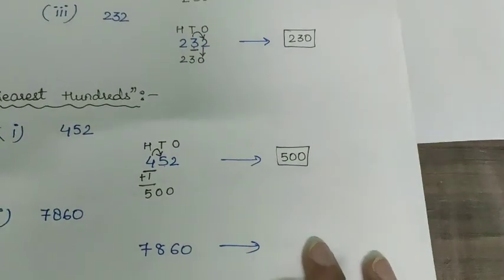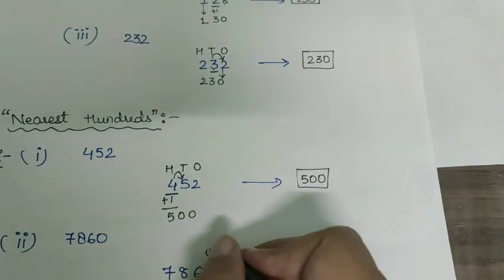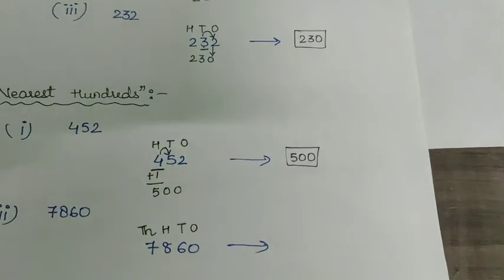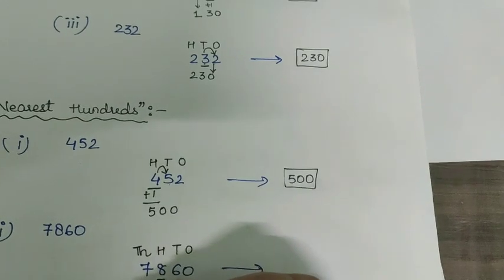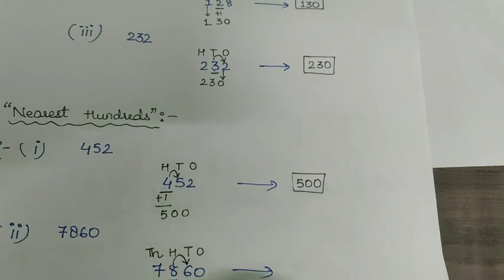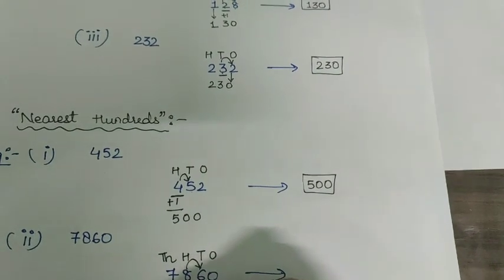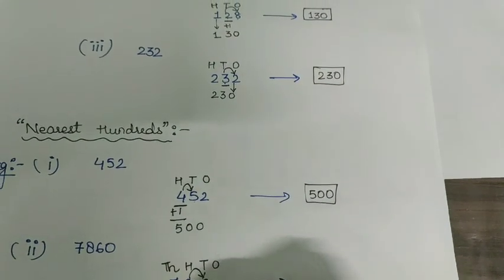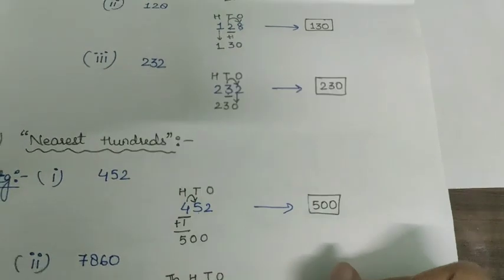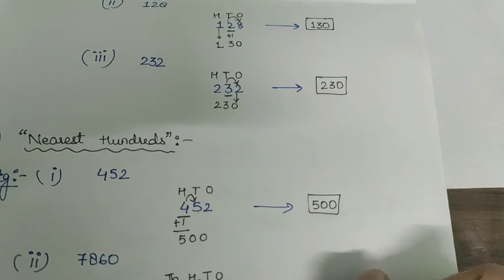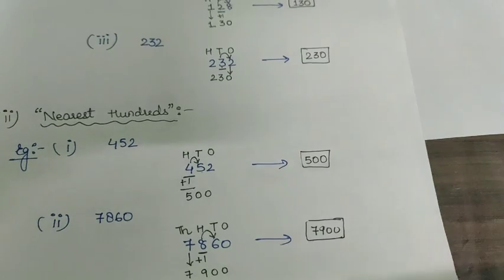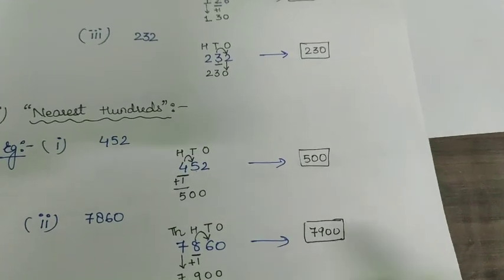Now if I am asking for 7860, again I will write place values: ones, tens, 100 and 1000, like this. Again I will see the hundreds place, it is 8. Now I will see the number behind it, it is 6, which is again greater than 5. So I will add 1 to it, it will become 9, and all digits after this will become 0, and this 7 will be as it is. So in nearest 100 it is rounded off to 7900. This is what is happening in nearest hundreds. I hope this is clear.